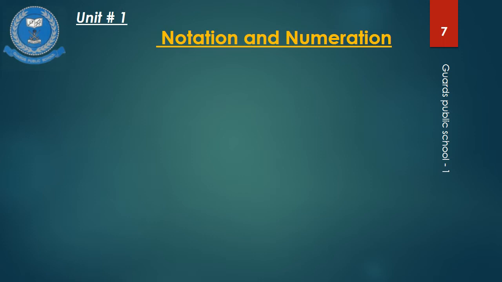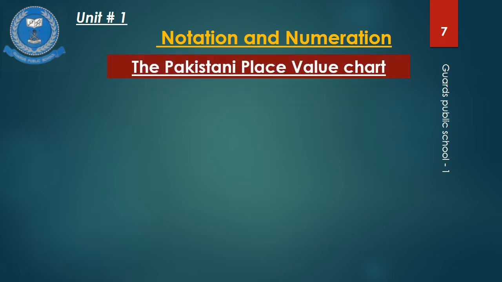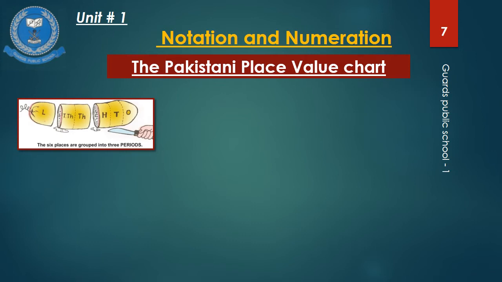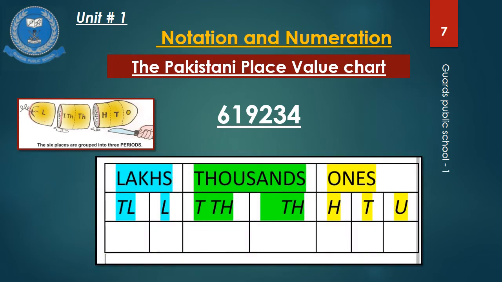So let us learn how to represent a place value chart of a 6-digit number and the use of commas between the numbers. Let us see the periods of 6-digit numbers in a place value chart. In a place value chart, a 6-digit number has ones, thousands and lakhs periods, grouping the digits according to the periods. Now let us consider a number 6, 1, 9, 2, 3, 4. Now place the 6-digit number in the place value chart.